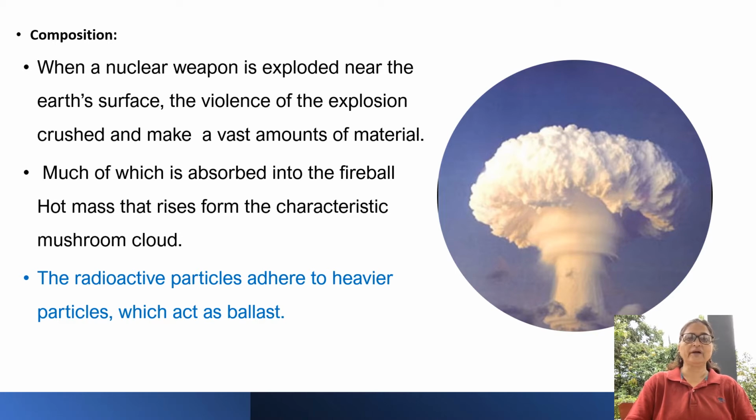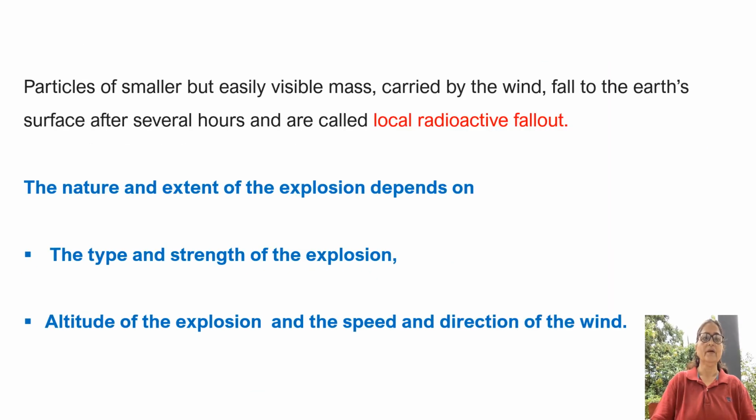The radioactive particles adhere to heavier particles, which form the blast we call a mushroom-like blast. Particles of smaller but easily visible mass carried by the wind fall to the Earth's surface after several hours and are called local radioactive fallout. The nature and extent of the fallout depends on the type and strength of the explosion, altitude of explosion, and the speed and direction of the wind.